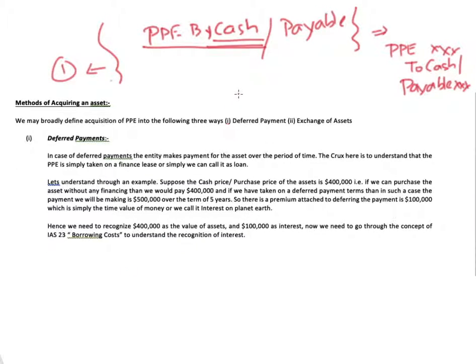Now let's drill down and understand some of the complex areas of purchase of property, plant, and equipment, that is deferred payment and exchange of assets. Now let's focus on what we mean by deferred payment.